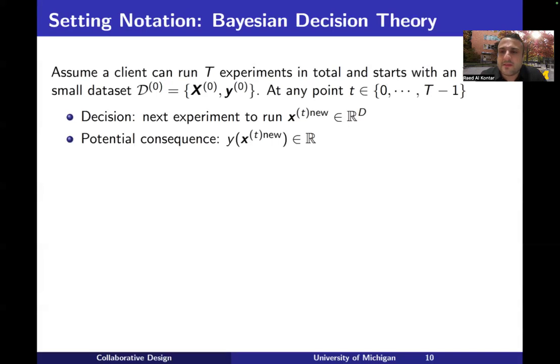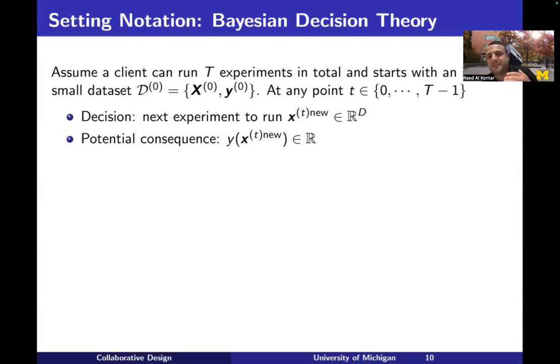Okay. So let me set notation a little bit. Let's assume that we have a data set at time 0. We collected some data points. We baked the cake at some sugar levels. Okay. And our goal is, at any time t, to decide on the new experiment we want to do. This is our goal. We want to decide on the next experiment we want to do.